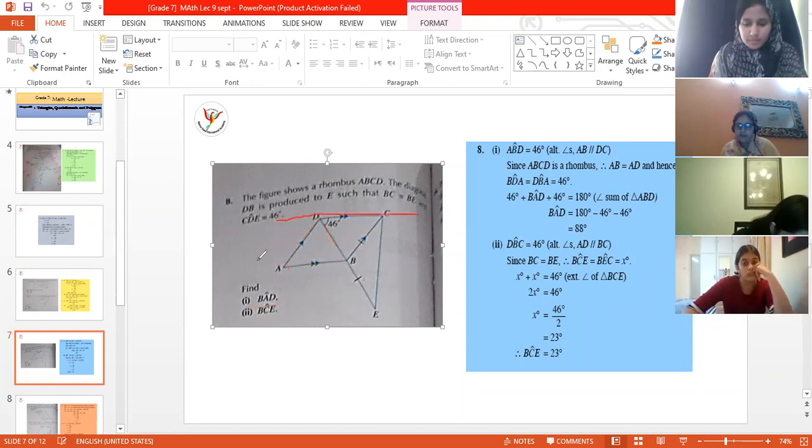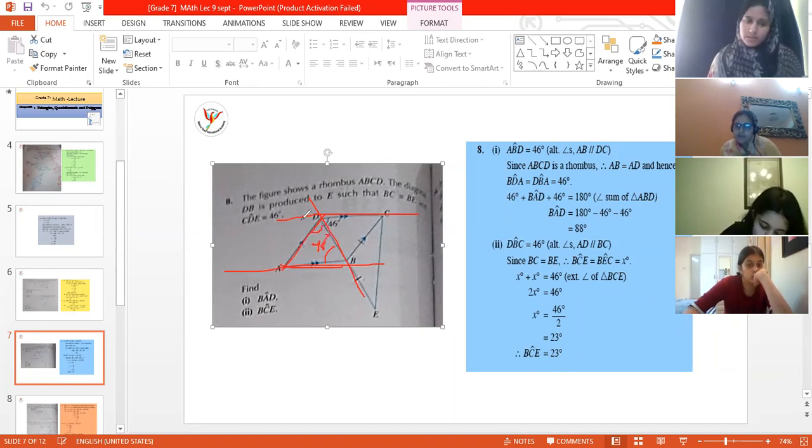If this is a parallel line, this is a parallel line, this is the transversal, right? This is 46, with the help of alternate angles. If this is 46 degrees, then you know that in a rhombus all four sides are equal and the angles connecting that side will also be equal. Now, if AD is equal to AB, which means that this angle D will also be 46 degrees.